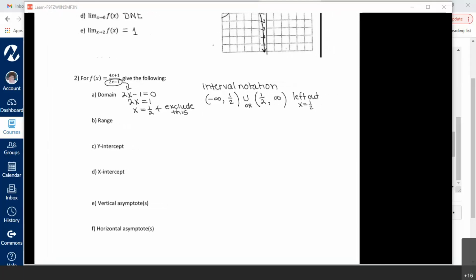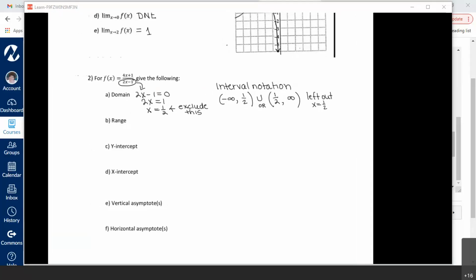Okay, that's what a hole looks like. Now as far as the range is concerned, you can graph it to tell the range, or you can basically look at it and decide where your horizontal asymptote is. It's probably easier to just graph it and look at the range.